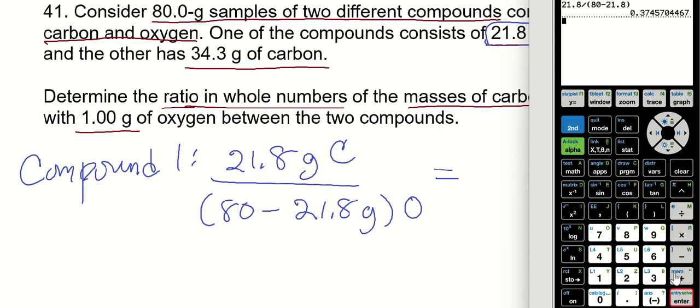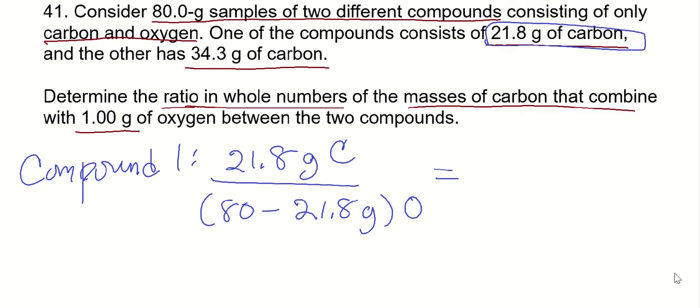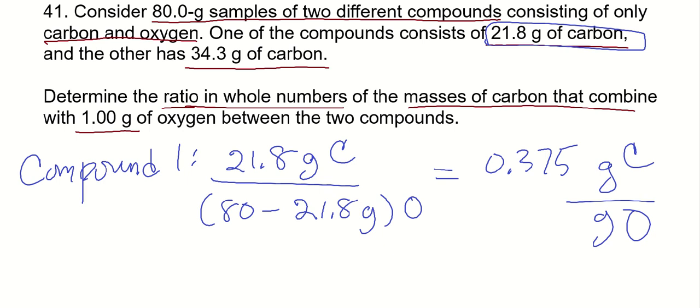All right, so that is the ratio in that first compound. So 0.375 is good enough. 0.375 is how many grams of carbon we have per gram of oxygen. That's the rate. It wanted us to know per gram of oxygen. So this is 0.375 grams of carbon per 1 gram of oxygen.